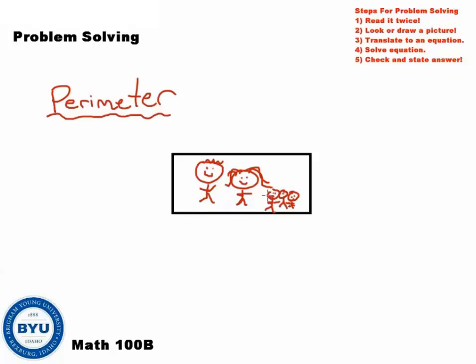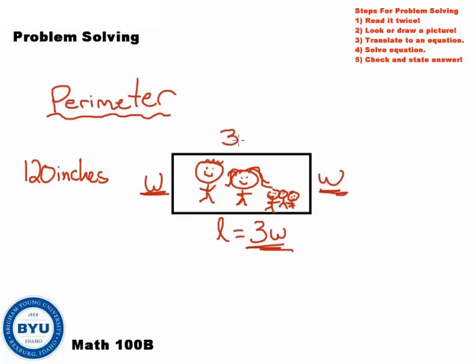So we've got a picture here, and we know that the perimeter of this picture needs to be 120 inches. They also tell us that the length is going to be 3 times the width. Now we know that this is the length, and that this is the width. If the length is 3 times the width, we could actually write the length as 3W. Okay, so we know that perimeter is the distance all the way around. So this would be W, this would be 3W, this would also be W, this would also be 3W.